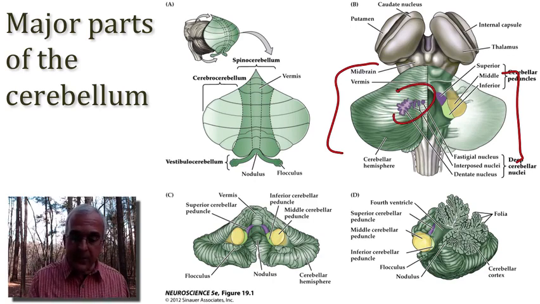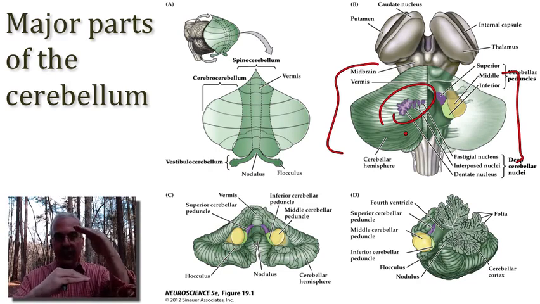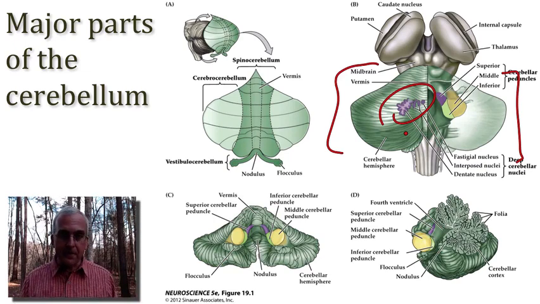So if we were to peer down into the core of the cerebellum, right along the roof of the fourth ventricle, we would see some gray matter, and these are called the deep cerebellar nuclei. So the gray matter of the cerebellum is organized into two tiers of processing. There's an outer cortex, and then there's an inner mass of deep nuclei.